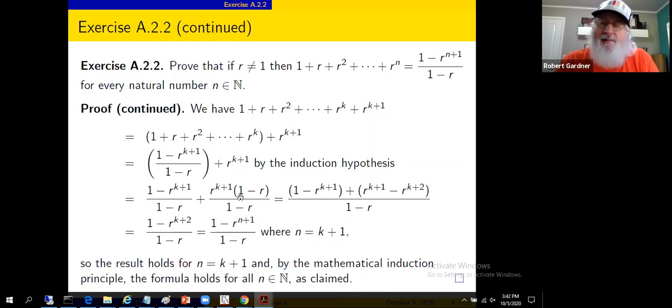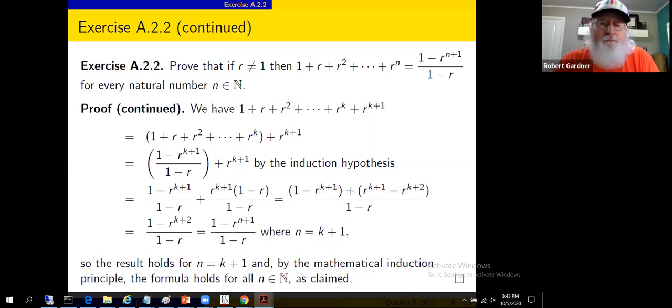This thing, let's distribute. That would be r to the k plus 1 minus r to the k plus 2. Distribute, use the common denominator, adding the numerators together. And look at this, those two terms cancel: negative r to the k plus 1 plus r to the k plus 1. We've lost that. We're left with 1 minus r to the k plus 2 in the numerator, 1 minus r in the denominator.